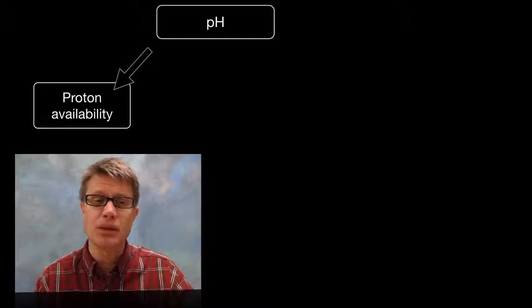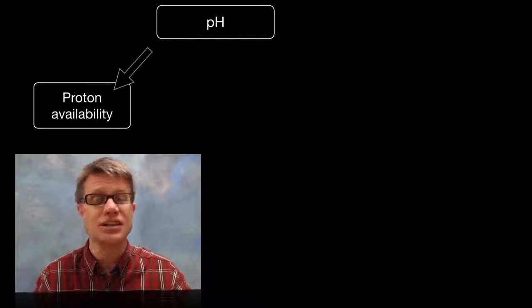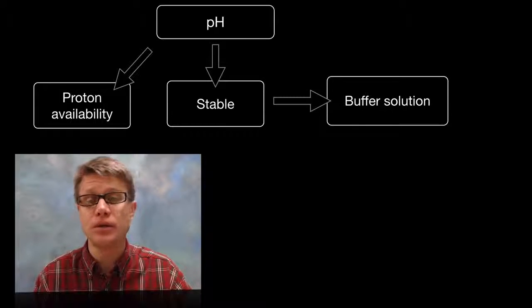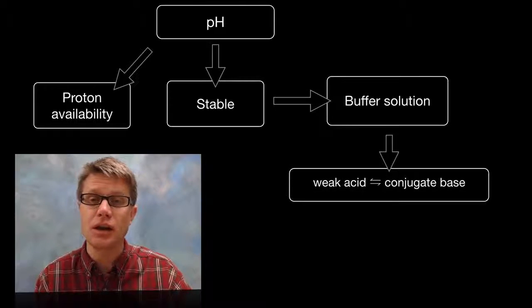So pH, remember, is based on the proton availability. It's the concentration of that proton in solution. And so we want to keep that as stable as we can. And so we use a buffer solution to do it, which is essentially a weak acid and its conjugate base.